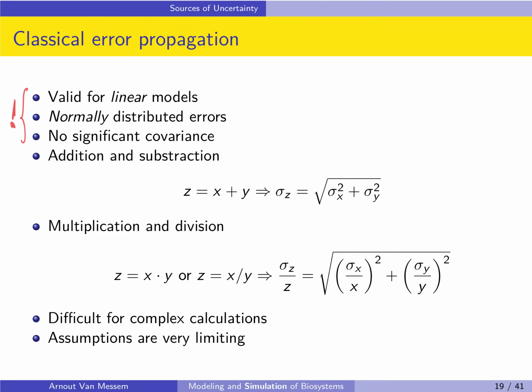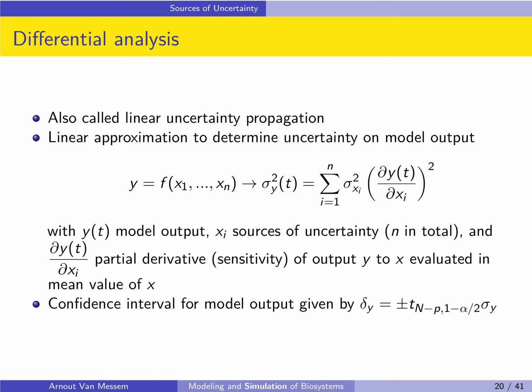These two cases, addition, subtraction and multiplication, division, are very simple. But once the calculations become more complex, the calculation also becomes a lot more difficult. A second option to do the propagation is through differential analysis. Differential analysis is also called linear uncertainty propagation. Why linear uncertainty propagation? Because it is a linear approximation to determine the uncertainty on the model output.